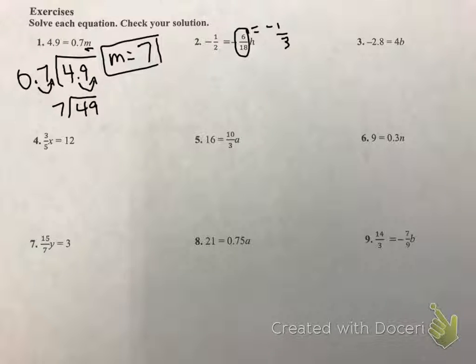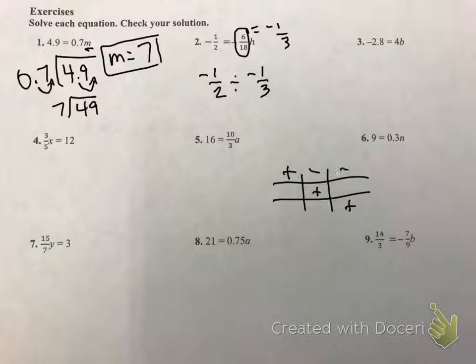So to solve it, we've got to do negative 1/2 divided by negative 1/3. Because remember, we changed negative 6/18 to negative 1/3 just by simplifying. So a couple of things to remember. One is the tic-tac-toe method, which was something like this. And remember, that means that a negative number divided by a negative number gives us a positive, which is this row right here. So the answer is going to be a positive number regardless of what we get.